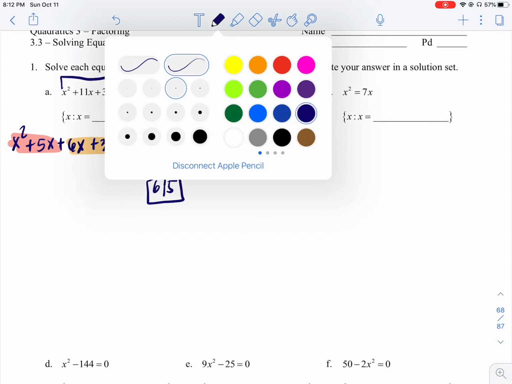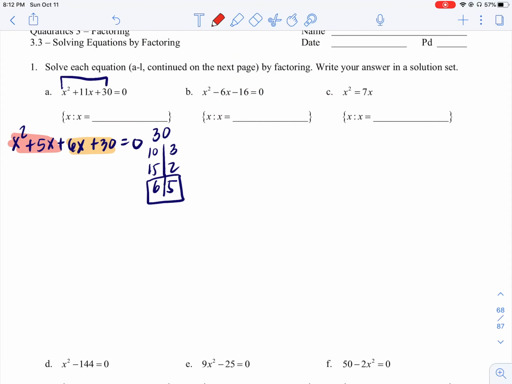What is common between x squared and 5x? I think x is common, yeah? So we'll have x plus 5. Let's try to check this. Is x times x, x squared? Correct. Is x times 5, 5x? Correct. Now let's move on to the next part.